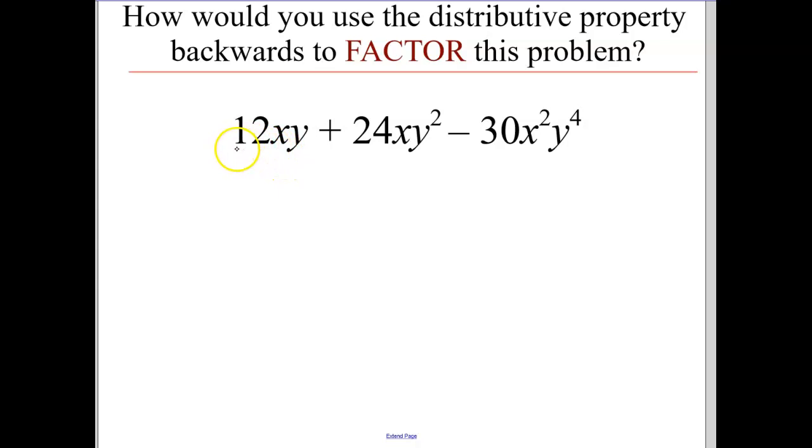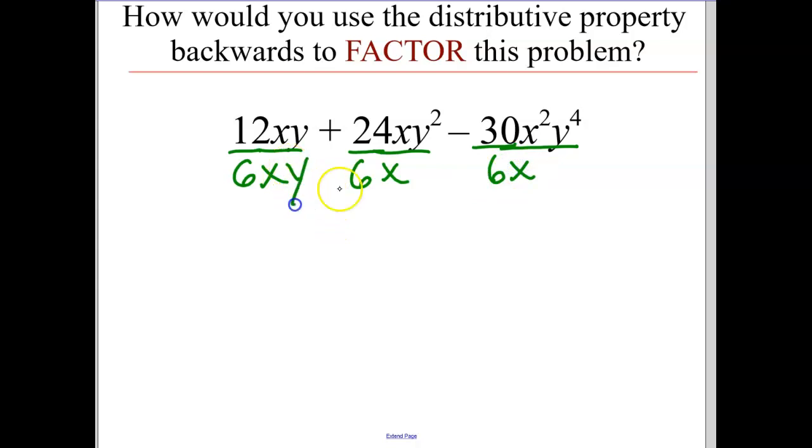So I'm going to look here, 12, 24, and 30. Well, 12, 24, I would think 12, but then I've got this 30 at the end. So it has to be a 6 that goes into all of those. Then I look at my x's and my y's. The max I could take out would be an x. And then the max I could take out of the y's would be a y.